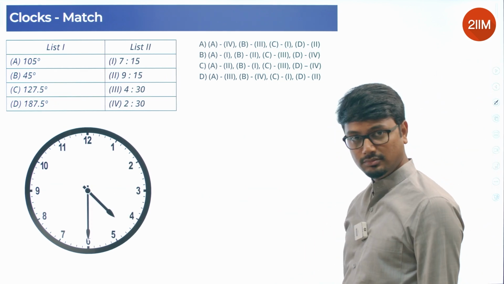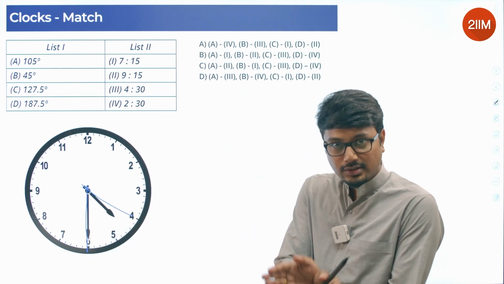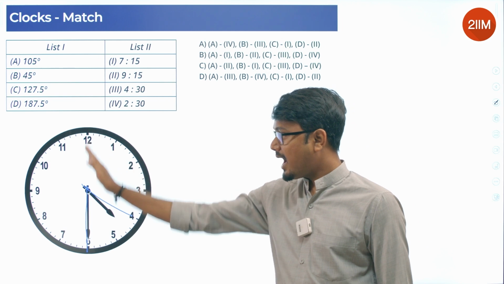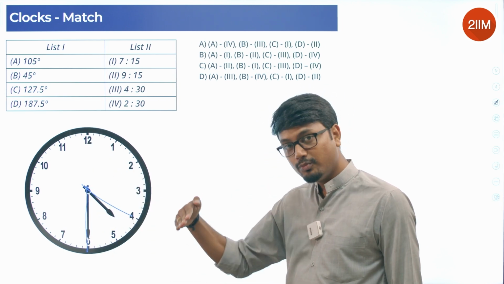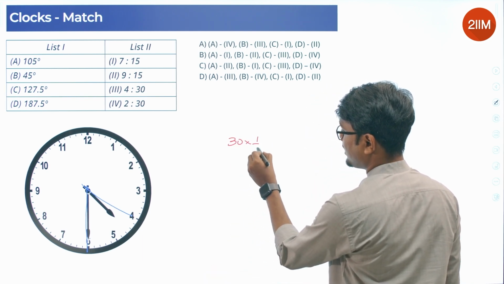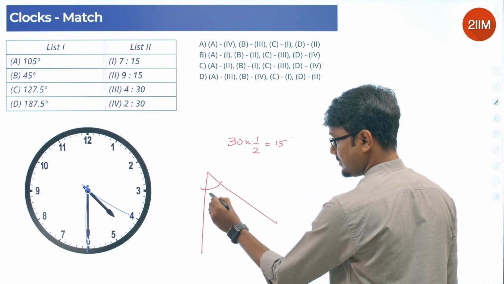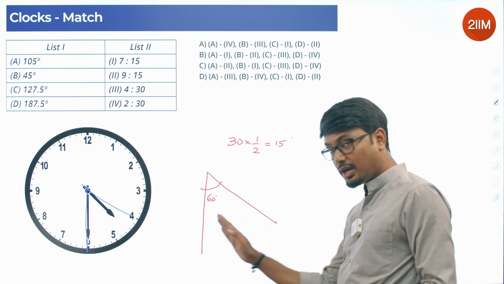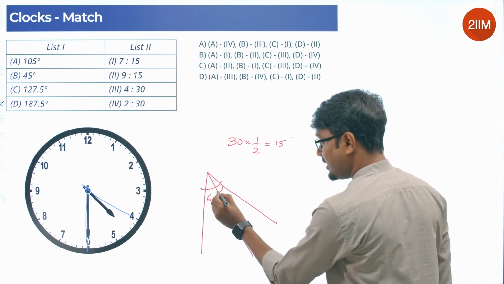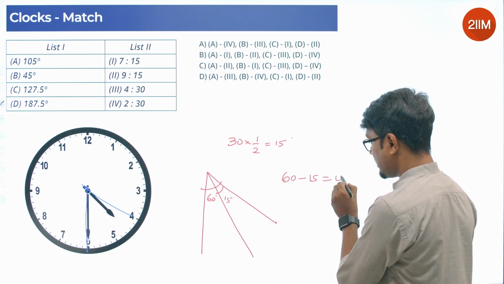Next is 4:30. Obviously, we can think like this: 4, 6. So two sectors are there. It is supposed to be 60 degrees. But what happened? For half an hour, for 30 minutes, this hour hand would have moved towards 5. For how many degrees? 30 minutes, half a degree per minute, 15 degrees moved. So it is supposed to be 60 degrees, but it has moved a little closer, 15 degrees closer.